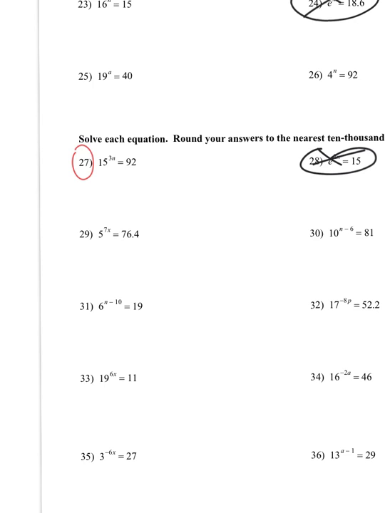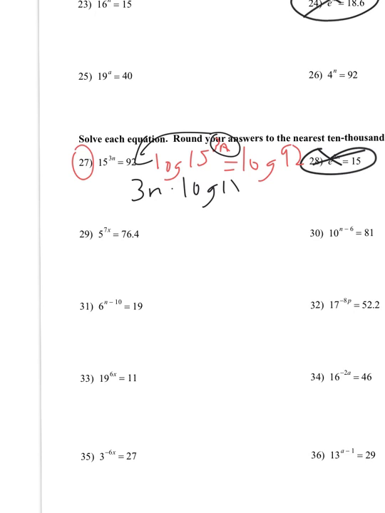Okay, so I'm going to take the log of both sides. So I'm going to go log 15 to the 3n power equals log 92. Now, if you think about the logarithm properties, and it's kind of that third property we're going to use a lot here, this is 3n times log 15 equals log of 92.